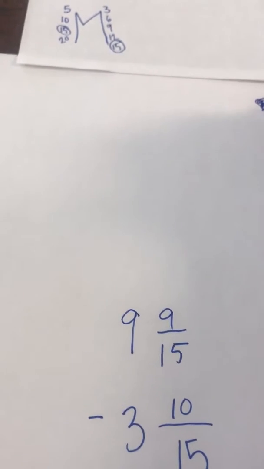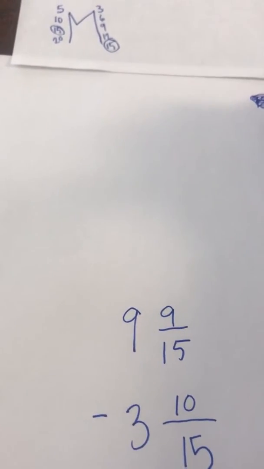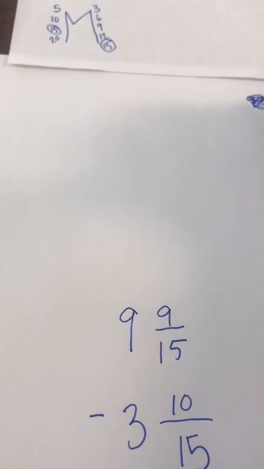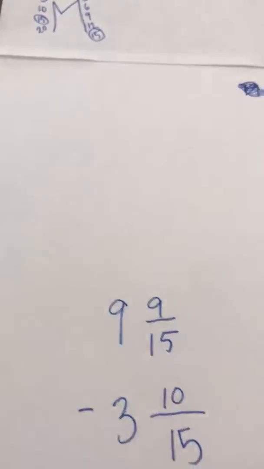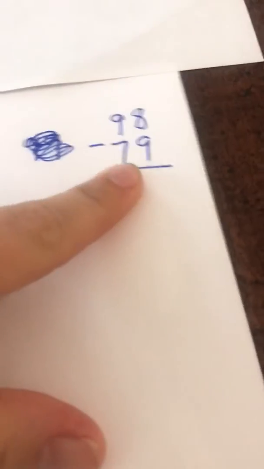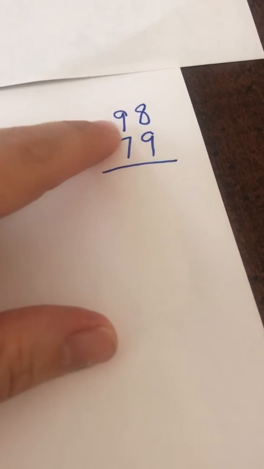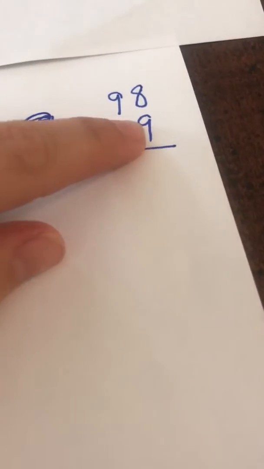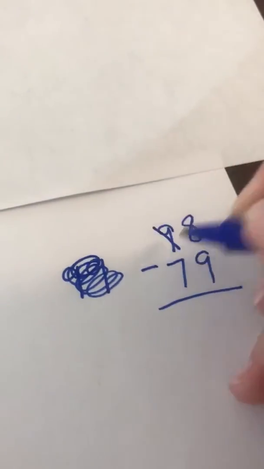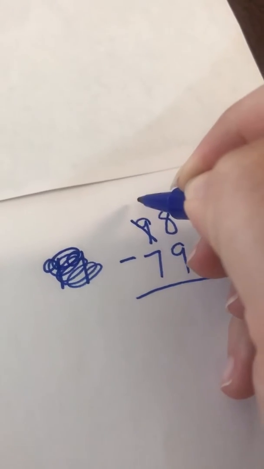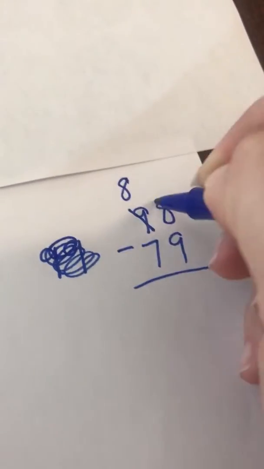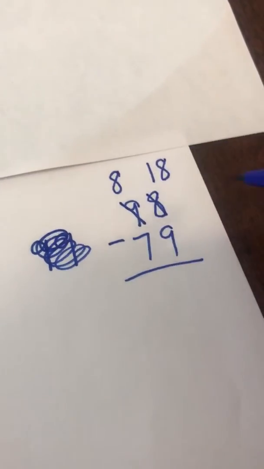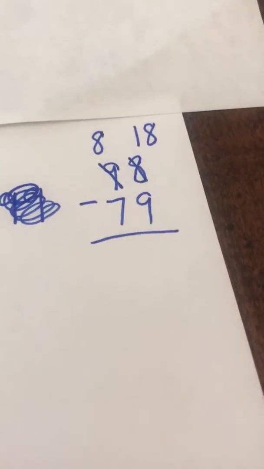Let's say we have 98 minus 79. Okay, let's look at this whole number problem for a second. So the number on top has 98 and we're trying to take 79. So the first thing you might ask yourself is, can I take 9 from 8? And you would say, no, I don't have enough. So you would borrow a group of 10 and 8 would become 18. And then you can subtract 9 from 18. Okay, do you see what we did there?